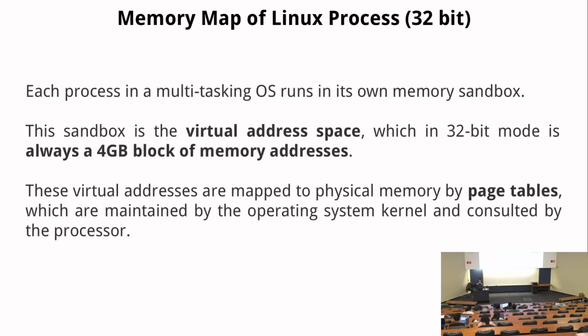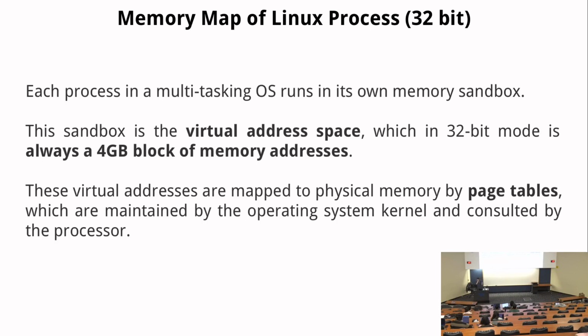For a Linux process, or for all the multitasking operating systems, each process runs in its own memory address space. It has a sandbox. For a 32-bit machine, that sandbox is a 4GB memory address space. 32-bit, that's 4GB. 64-bit, much bigger. But right now, on all our 64-bit machines, your Windows, your Linux, the address space is not fully 64-bit, actually. It's probably 39-bit, 40-bit, something like that. Not a full 64-bit.